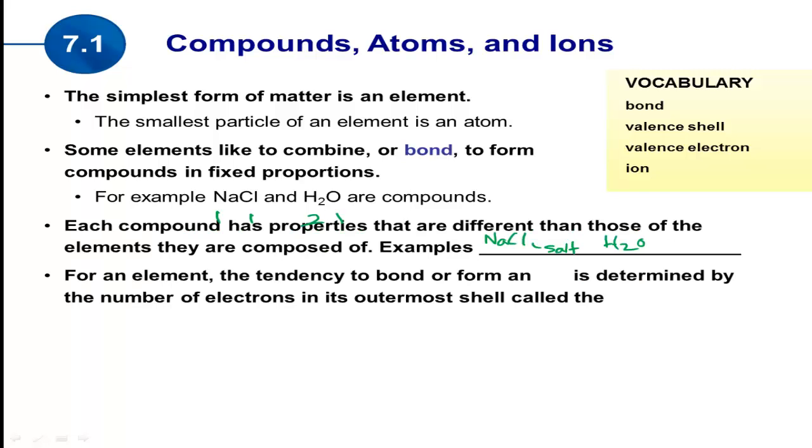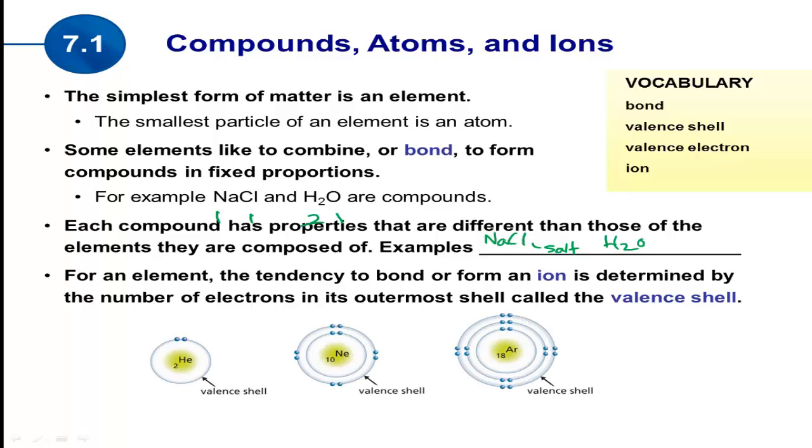So for an element, the tendency to bond or form an ion, it's a good word to learn, ion, is determined by the number of electrons in its outermost shell. You know what, that really is one of the most important concepts in this chapter. So I'm going to read it one more time to you. For an element, the tendency to bond or form an ion is determined by the number of electrons in its outermost shell, called the valence shell. So when you see a Bohr diagram, that outer shell is called the valence shell.